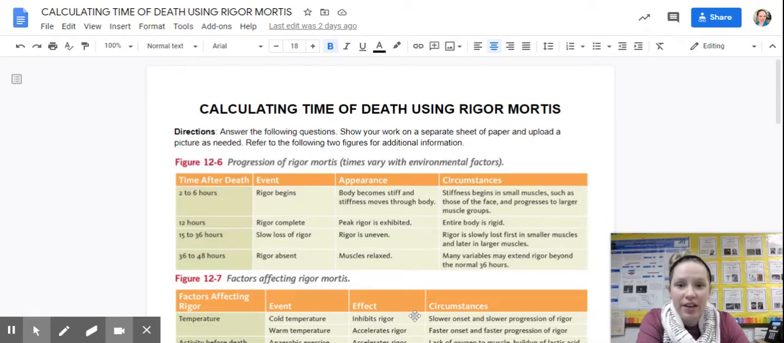Hey everybody, today we are going to be calculating the time of death using the rigor mortis evidence.